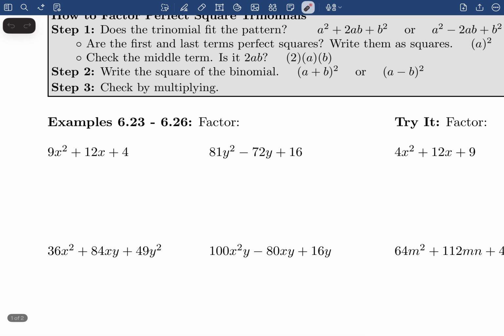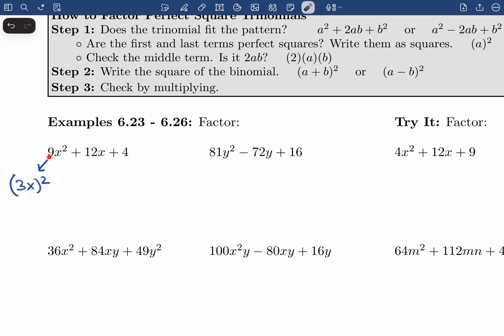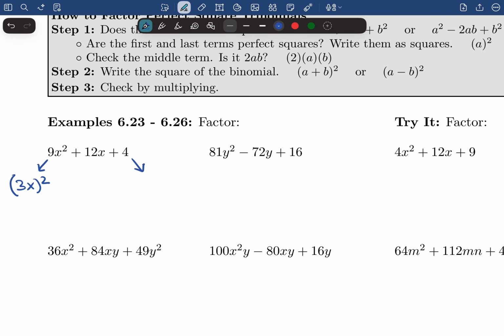So here I go. I see 9x squared plus 12x plus 4. And I immediately can turn 9x squared into 3x squared. Why can I do that? Because 3 squared is 9 and x squared is x squared. So you have to figure out what the value is right here that when you square it makes 9x squared. Now, looking at the last part over here, well, 4 I can write as 2 squared.